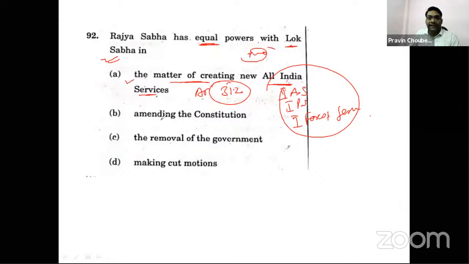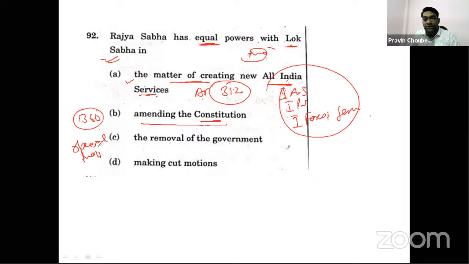Amending the constitution. When we talk about Article 368 of the constitution, that is about the amendment of the constitution, a bill should be passed separately in both the houses of the parliament. That is special majority. Special majority is required for passing a constitutional amendment bill in parliament, in both Lok Sabha and Rajya Sabha, and there is no provision of joint sitting. So when we talk about equal power, in amending the constitution both the houses have equal power. So B will be the correct answer.